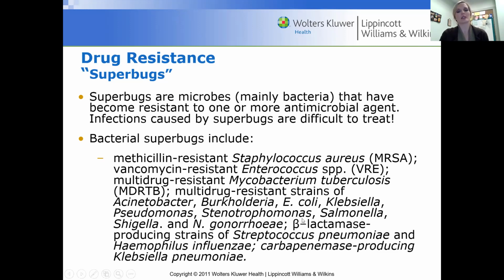So here are some different bacteria that you may have heard of that have been able to resist antibiotics. And again, scientists are constantly studying these and figuring out what we can do to make sure they can be targeted. So that's what a superbug is, and that's what I want you to know from this slide. You don't have to worry about knowing a specific superbug, but know what a superbug is.